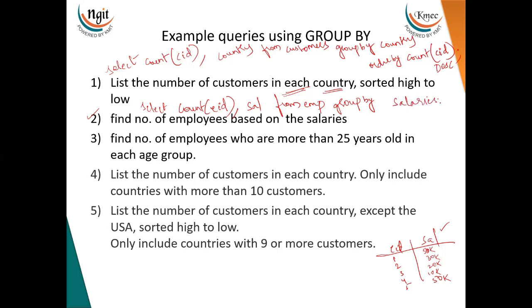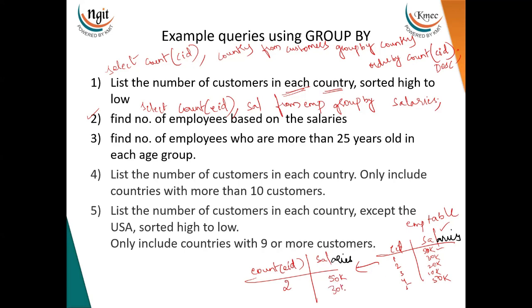So when this query is executed, what is the output you get for the table, employee table? This is my employee table. So let us see how many number of employees are having the same salary. So 50K, that is for 50,000. How many number of employees are there? There are two number of employees. So there are two number of employees who are taking 50,000 salary.